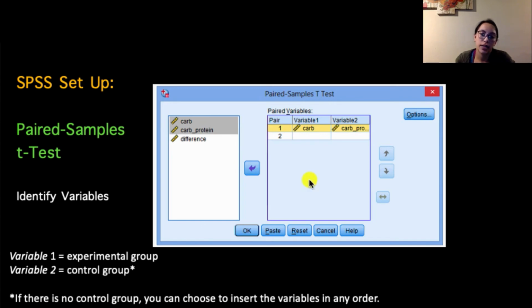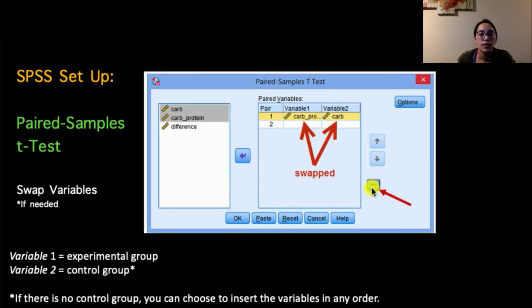For this layered statistics setup, they recommend that you input your variables such that variable 1 is your experimental group and variable 2 is your control group. The way that these are inserted now is not the correct order based on how this particular website wanted to set up the test. So if you ever end up in this situation, all you have to do is press this swap icon and it will switch the pairs that you've inserted such that variable 1 reflects the experimental group and variable 2 is the control group.